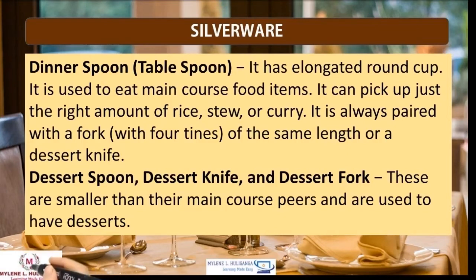It is always paired with a fork, the one with 4 tines of the same length, or a dessert knife. The dessert spoon, dessert knife and dessert fork are smaller than their main course peers and are used to have desserts.